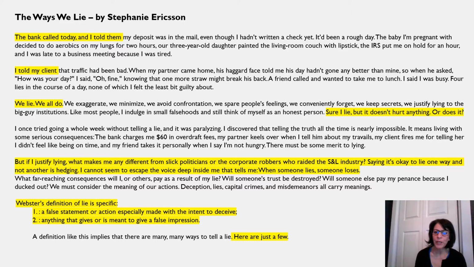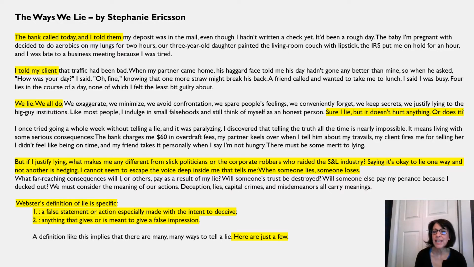But at this point, we're kind of already acknowledging that with her because we've been nodding our head in the first paragraph or so and saying, oh yeah, I've done this before. But then she asks a really interesting rhetorical question in the third paragraph here. She says, "Sure, I lie, but it doesn't hurt anything, or does it?" So this is the question that her paper is going to answer.